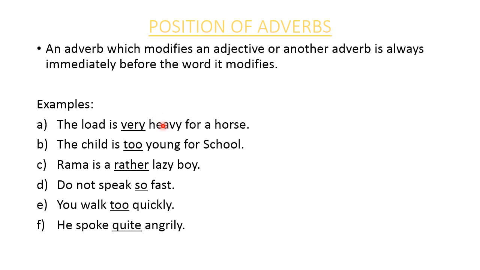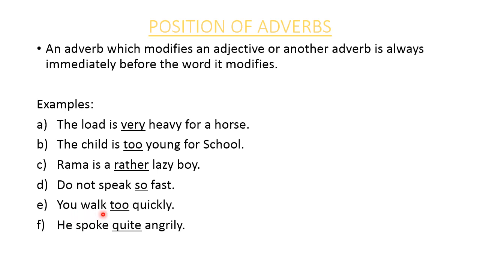Next example, the child is too young for school. So it has modified which word? Young. So the word is just before young: too. Next, Rama is a rather lazy boy. Lazy. Which word have we added to modify it? Rather. So it's just before lazy. Clear? Do not speak so fast. Which word has it modified? It has modified the word fast. Do not speak so fast.